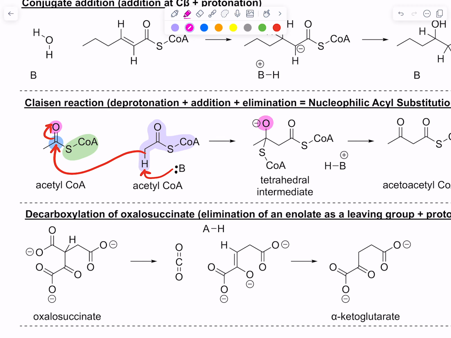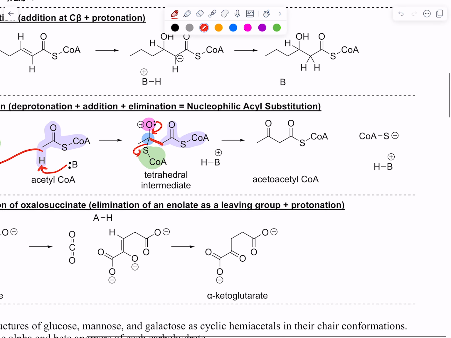Here's the negatively charged oxygen in the tetrahedral intermediate. Here in red is the new bond that we made. And then here in green is the good leaving group. Then electrons kick down and the leaving group leaves. And there you go.